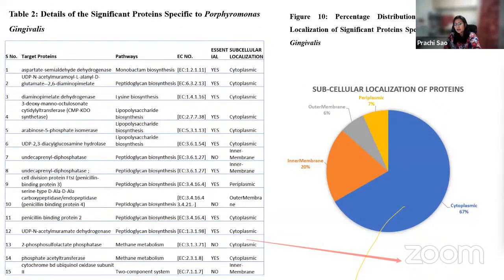Then we will study the localization. Here it will show what are the cytoplasmic proteins, what are transmembrane proteins, and what are inner membrane proteins. So we can filter our data like this, and then we can represent it in a graphical way.